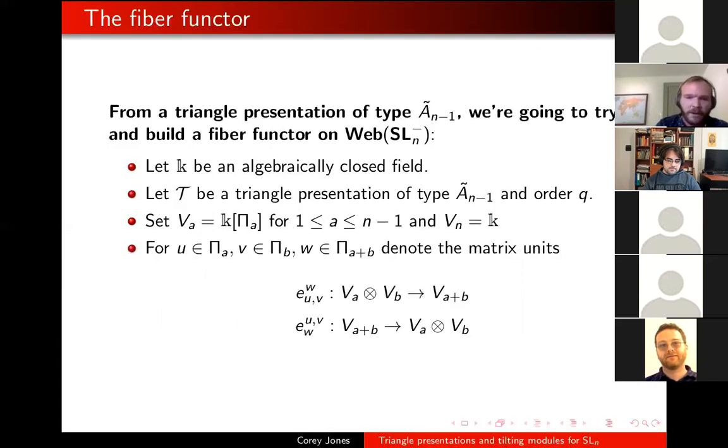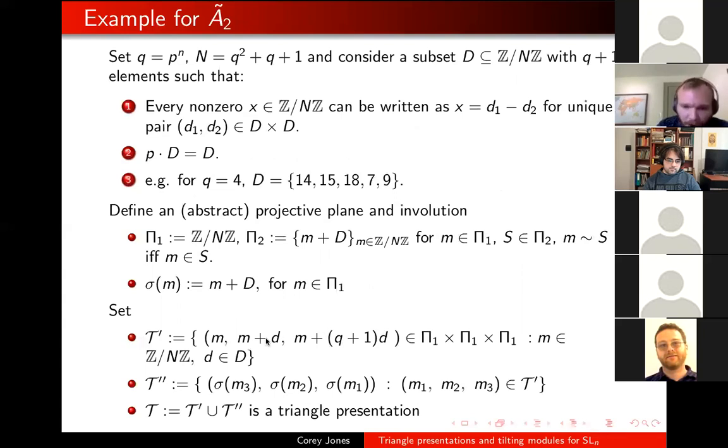And then you can define T prime to be this collection of triples inside pi1 cross pi1 cross pi1, defined by this formula. T double prime is just: take T prime, reverse the order, and apply sigma. That lands us inside pi2 cross pi2 cross pi2. And so that's T double prime. And I'll just take the union of those two things. And that, it turns out, is a triangle presentation. Okay, so that's one way to construct one from this combinatorial structure of a cyclic planar difference set.